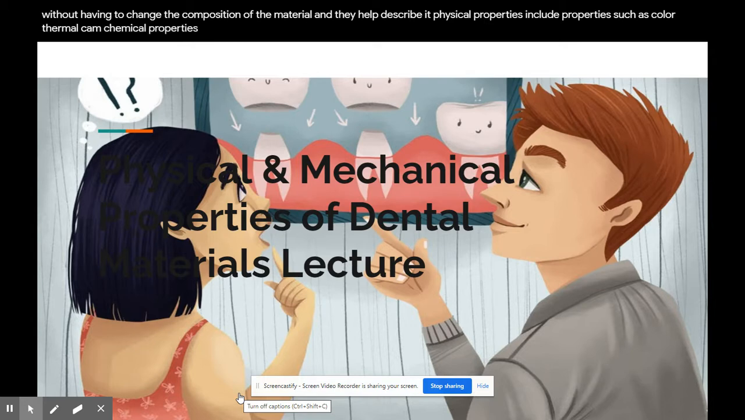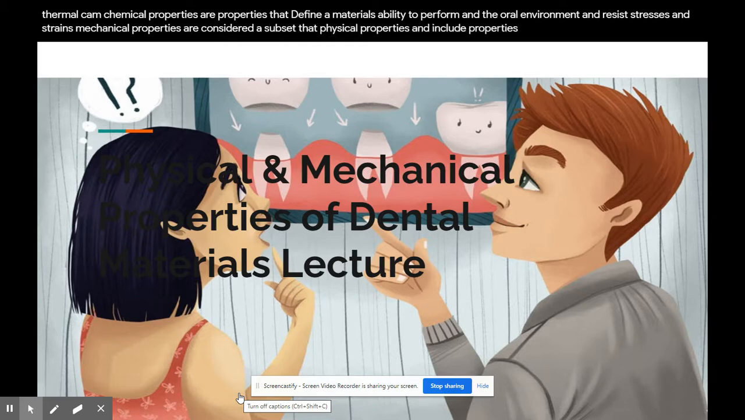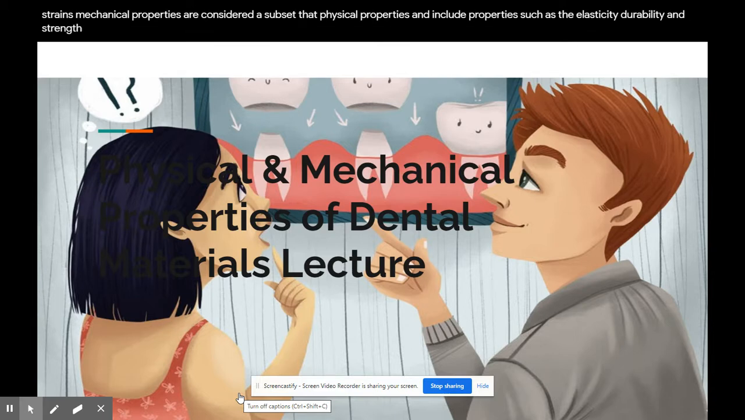Mechanical properties are properties that define the material's ability to perform in the oral environment and resist stresses and strains. Mechanical properties are considered a subset of physical properties and include properties such as elasticity, ductility, durability, and ultimate strength. Electrochemical properties are seen in the reactions of materials as they set or their reactions to corrosive elements in the oral cavity environment and their chemical stability and durability in the mouth.